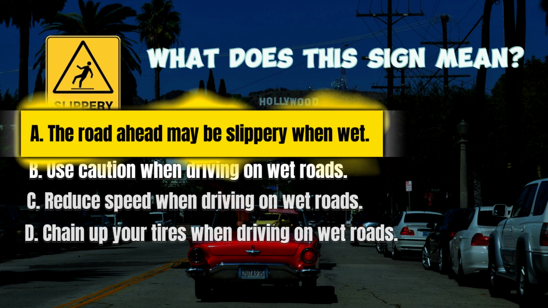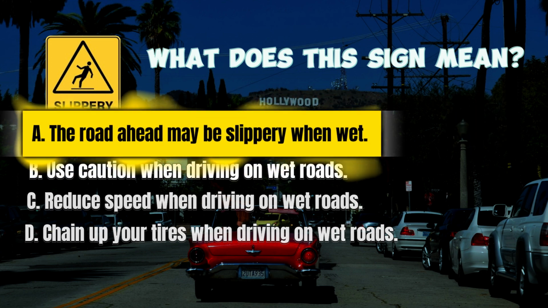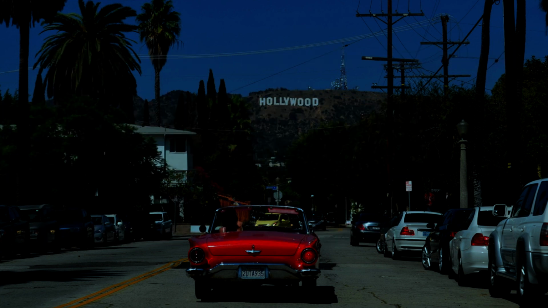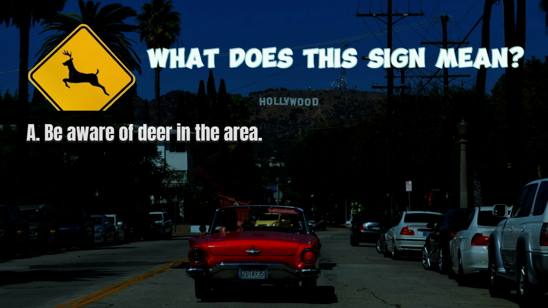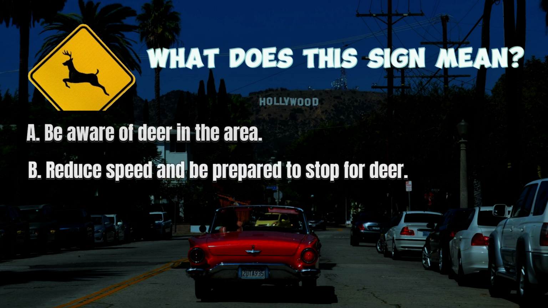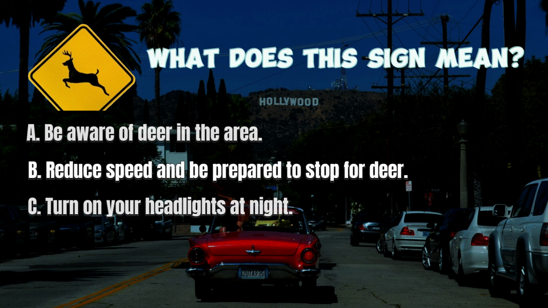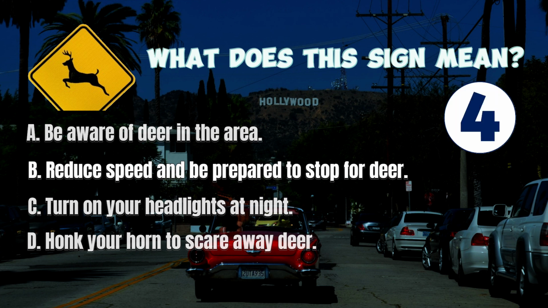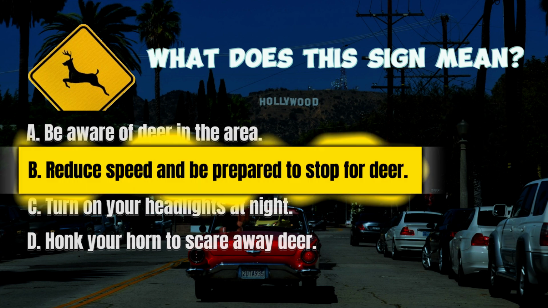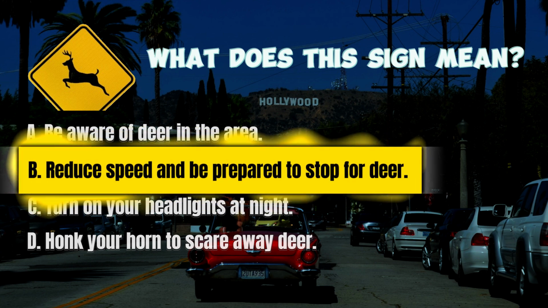Answer. A. The road ahead may be slippery when wet. What does this sign mean? A. Be aware of deer in the area. B. Reduce speed and be prepared to stop for deer. C. Turn on your headlights at night. D. Honk your horn to scare away deer. Answer. B. Reduce speed and be prepared to stop for deer.